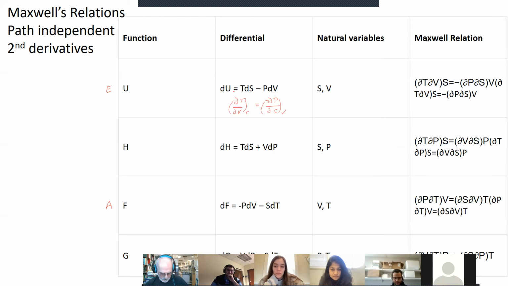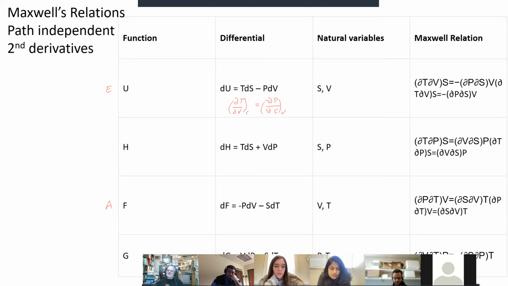Right. Yes. In this case, S is 0 or? No, in this case, I'm sorry, that's confusing. This S in this case is entropy. Okay, thank you. Okay. The second derivatives are equal to one another.